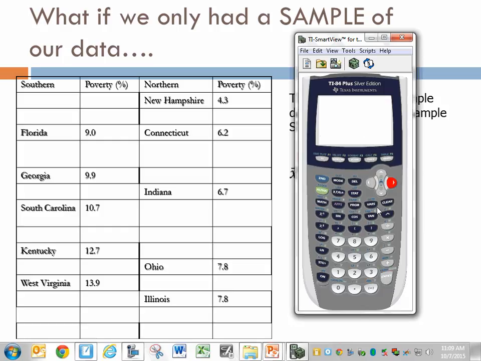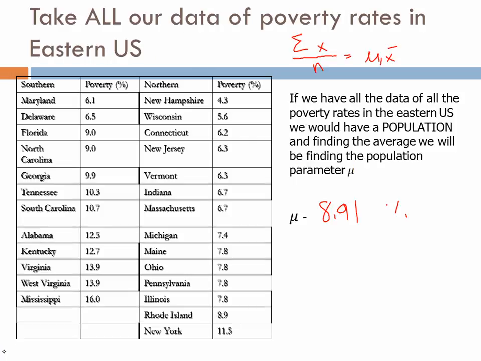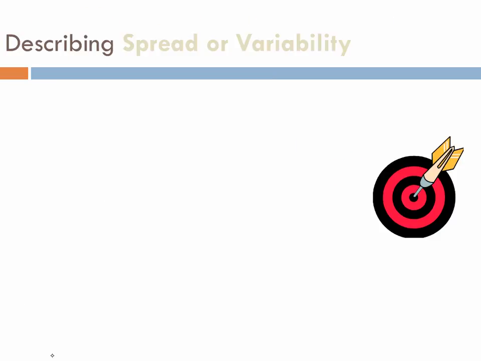Stat, calculate, one variable statistics, my X bar 8.9, my sample size is 10, my min is 4.3, my first quartile is 6.7, my median is 8.4, my third quartile is 10.7, my max is 13.9. But in this situation, we found that my sample mean, my X bar, is 8.9, okay? And that's great. My sample statistic is similar to my population parameter, which is what stats is really all about. Okay, samples can tell us things about populations. Great.